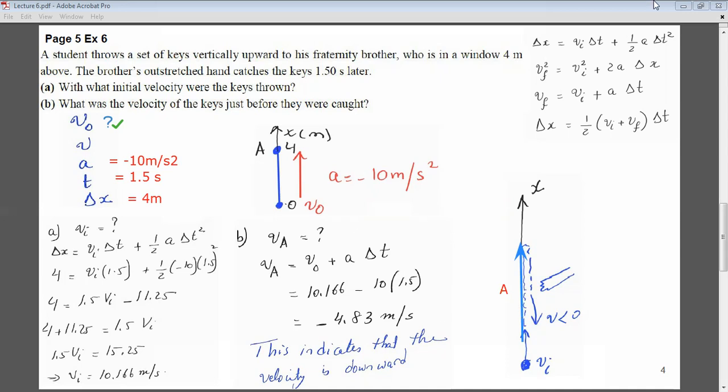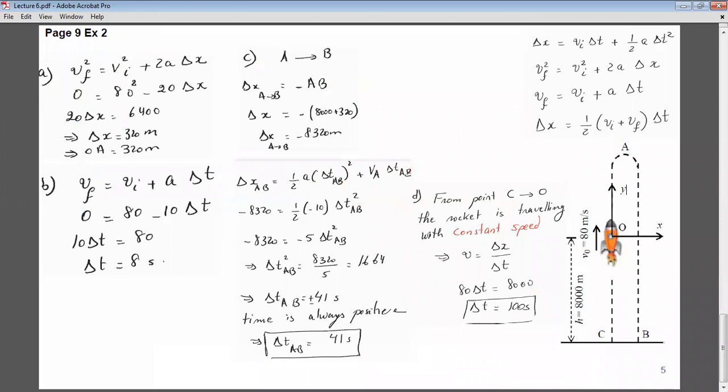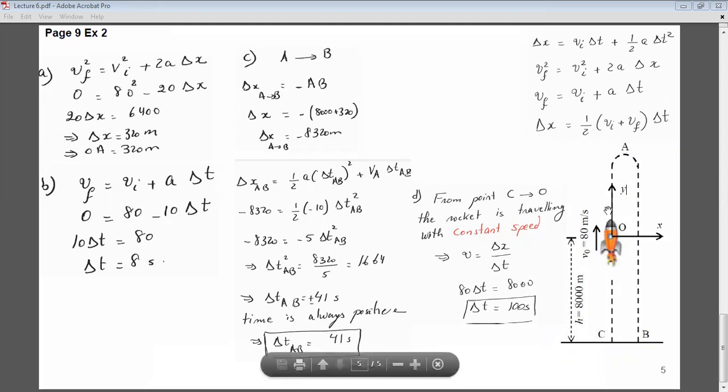Okay, let's do another exercise. Okay, let's do exercise number 2, page 9. So once you look at the problem, you can see that this is a free fall problem. This is a rocket here going up, going down. So this also might be a free fall problem.